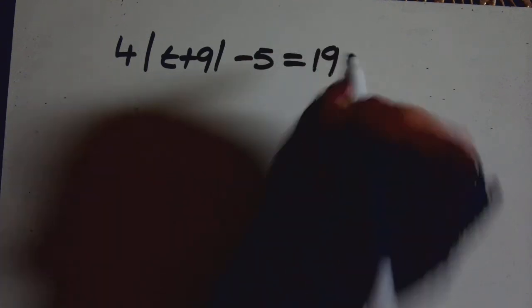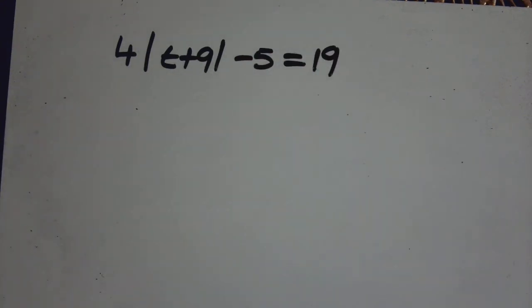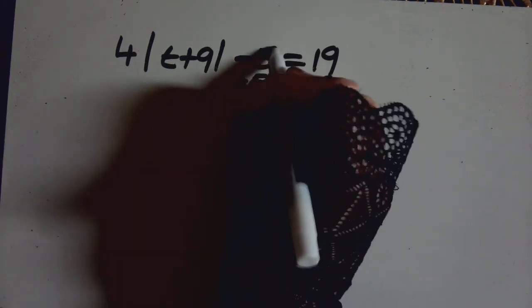So 4 times the absolute value of t plus 9, minus 5 equals 19. So similar to what we did before. We want to get it to where it just has the absolute value equals a number before we can solve it. So I'm going to add 5 here and add 5 here.